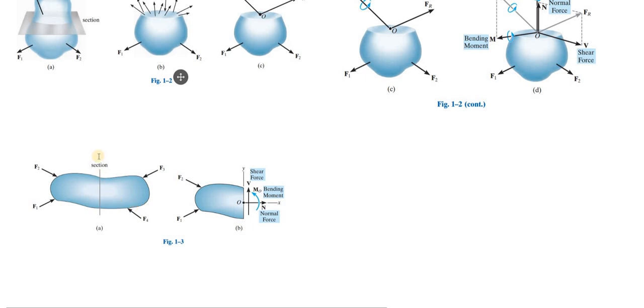So if you consider a section in order to know the internal forces acting on this cross section and draw a free body diagram of the left segment, then this is how the free body diagram would look like. These are the two forces F1 and F2 acting as they are as the external forces, and there must be a force and a moment developed in order to maintain equilibrium, to equilibrate these F1 and F2 forces.